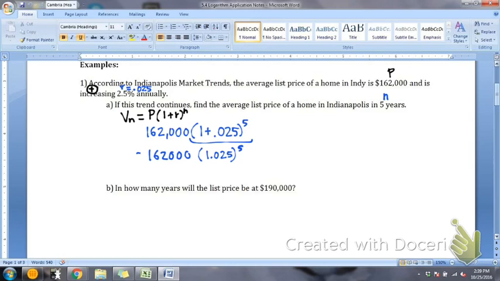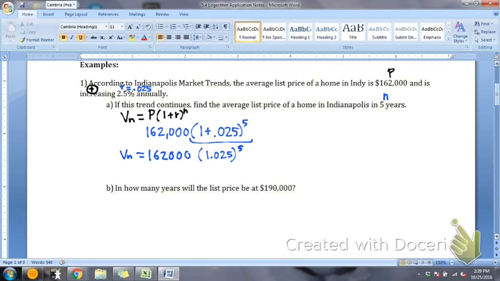And we still have our equals Vn on the other side. Now, we're going to rely heavily on our calculators, okay? If I'm going to actually multiply this out, what is my first step? To multiply 162,000 or to raise to the exponent? Distribute or exponent? Exponent, because in PEMDAS, right, order of operations, exponents come before multiplication.